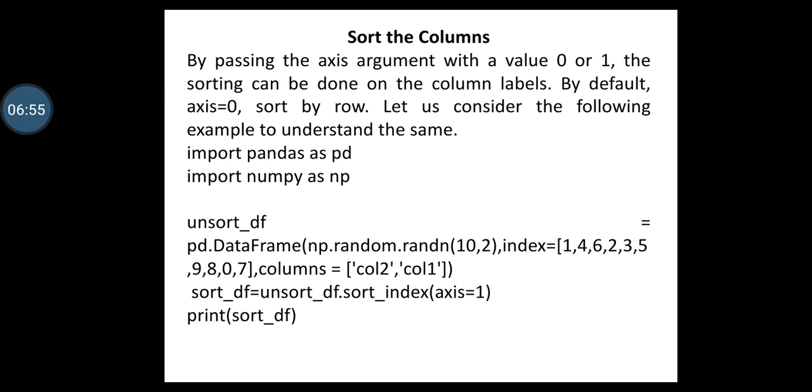So first of all, we import both libraries, pandas and numpy. Then unsort_df is equal to pd.DataFrame, np.random.randn with 10 comma 2, index values such as 1 4 6 2 3 5 9 8 0 7, and the column labels are column 2 and column 1. Then I am defining sort_df, which is equal to unsort_df.sort_index method, and put the axis value equal to 1.